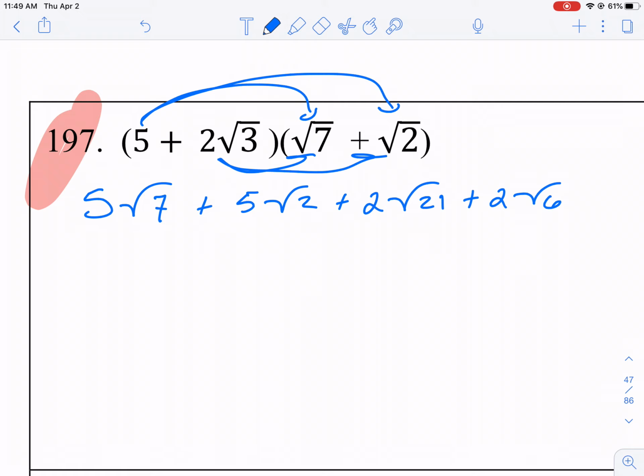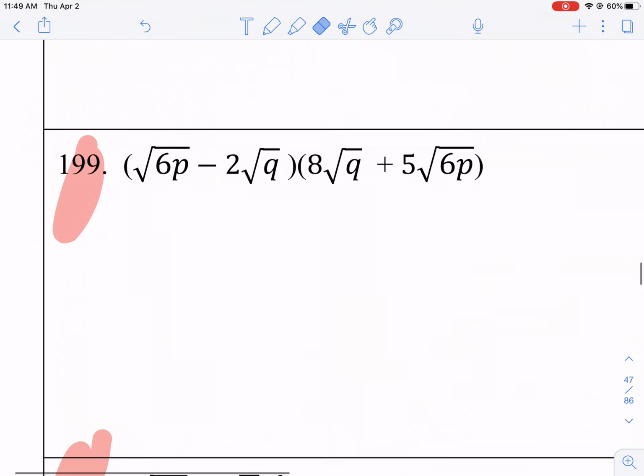That's it. I cannot combine any of these. I can't break 7 down, I can't break 2 down, I can't break 21 down, and I can't break 6 down. You might be thinking to yourself, 21 is 7 times 3. Neither of those are perfect squares, and those are both primes, so you're done. There's nothing to bring to the outside. So this is actually finished at this stage. Bit of a weird problem there.